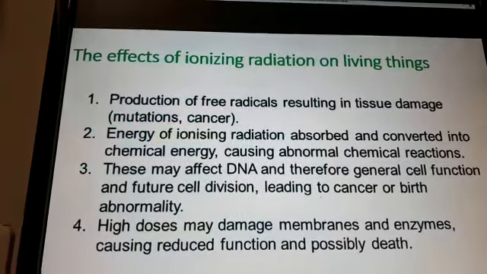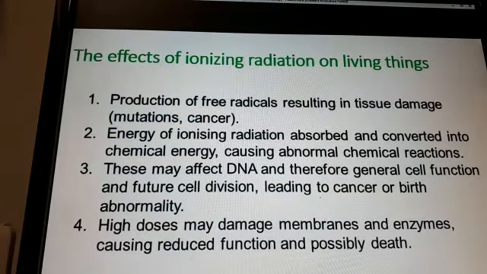Now the effect of ionizing radiation on living things. In the last video I explained about the radioactive emissions, their characteristics and how dangerous they are. You know that an alpha particle is dangerous only inside the body, but gamma and beta are dangerous even outside the body. So these effects happen.